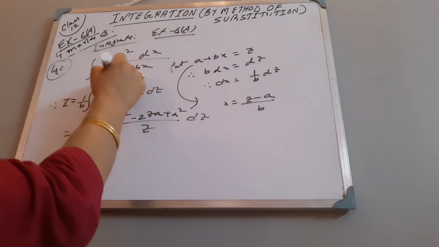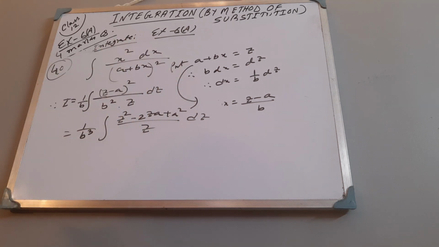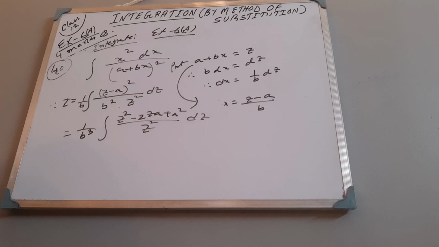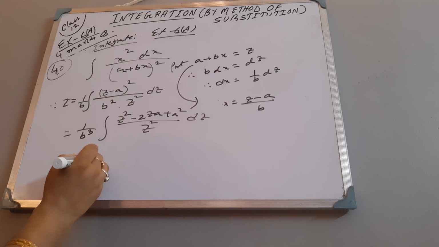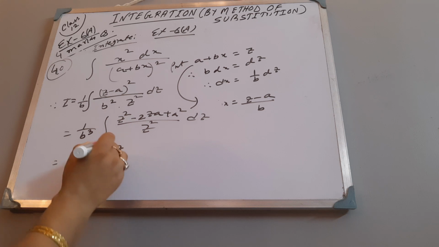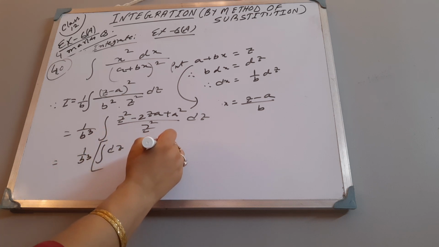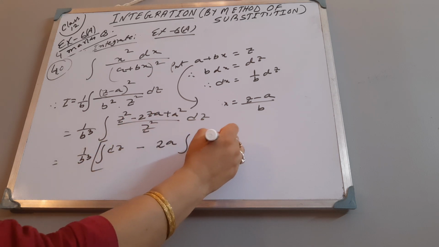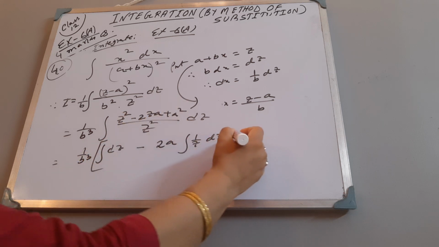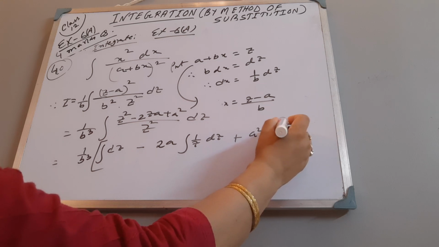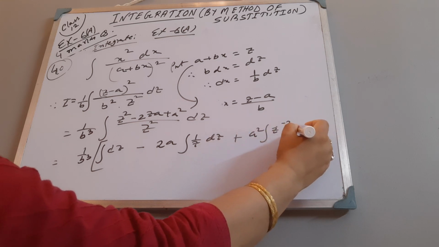So it will be z square. Then what will we get? We will get 1 by b cube integral z square by z, which is only z, so integral z dz, minus 2a z by z, which is 2a dz, and plus a square by z, that is a square z to the power minus 1 dz.